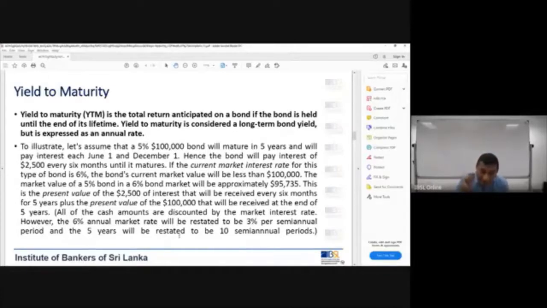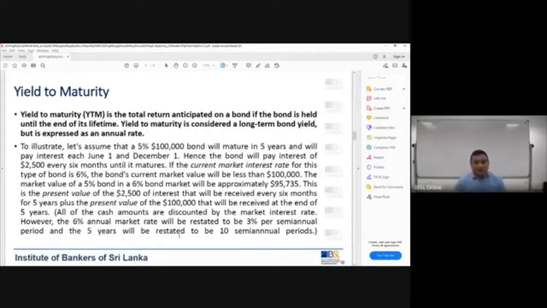If the market interest rate is 4% and the coupon is 5%, you are buying a bond at a price which is greater than its face value. If the face value is 100, you are buying at a price more than 100. Okay, so by looking at this, another point will immediately come to your mind: if the market interest rate is equal to the coupon interest rate, market interest rate is 5, coupon interest rate is 5, then you are buying a bond at its face value. The face value is 100, you are buying the bond at 100.